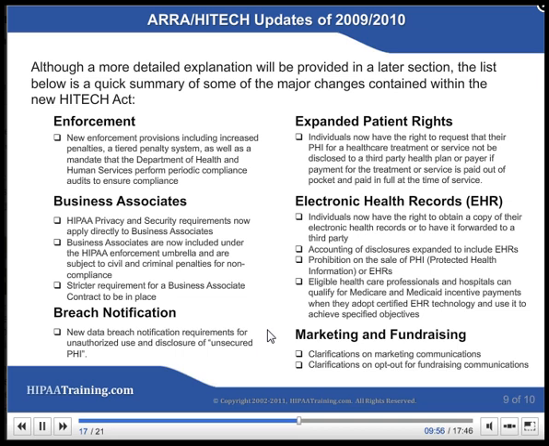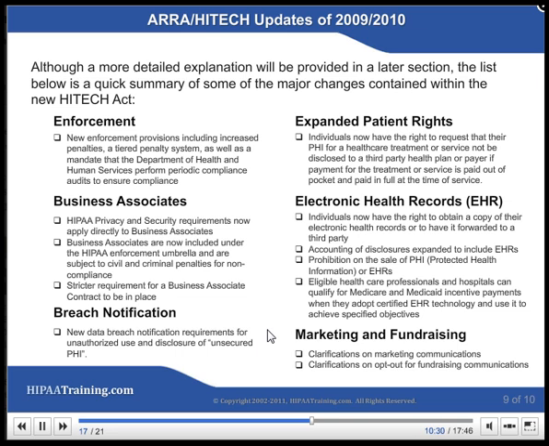Expanded patient rights. Individuals now have the right to request that their PHI for a healthcare treatment or service not be disclosed to a third-party health plan or payer if payment for the treatment or service is paid out of pocket and paid in full at the time of service. Electronic health records, EHR. Individuals now have the right to obtain a copy of their electronic health records or to have it forwarded to a third party. Accounting of disclosures expanded to include EHRs.